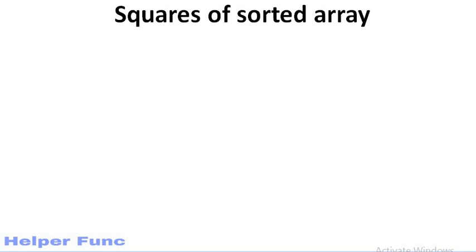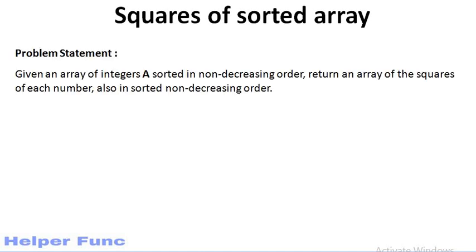In this video, we will discuss a popular interview question, squares of sorted array. So the problem statement says that, given an array of integers A sorted in non-decreasing order, return an array of squares of each number also in sorted non-decreasing order. So we just need to return the squares of elements in sorted order. Let's look at the example.